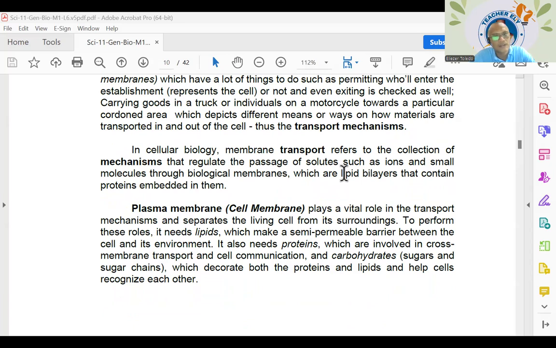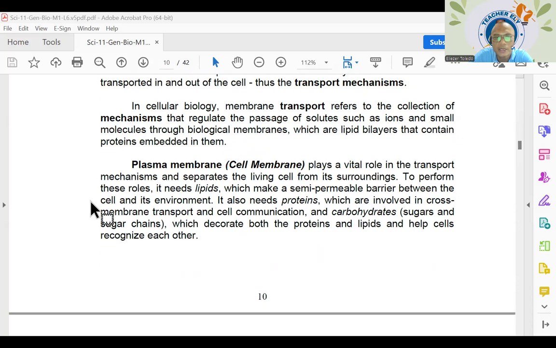Lipid, which refers to fats, bilayer, duha ka buok. Dua siya ka layer. And there are proteins embedded in it. Okay. In particular, plasma membrane or cell membrane plays a vital role in the transport mechanisms and separates the living cell from its surroundings. To perform this, it needs lipids, which make a semi-permeable membrane. Remember that they are fats.